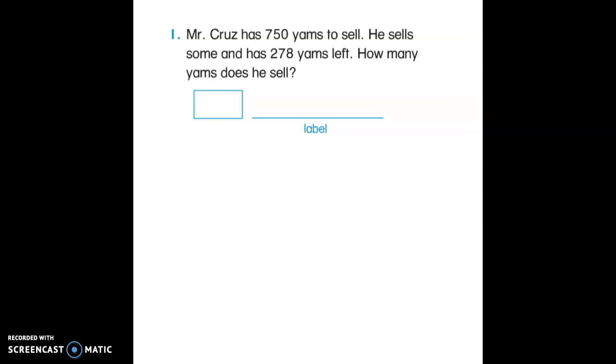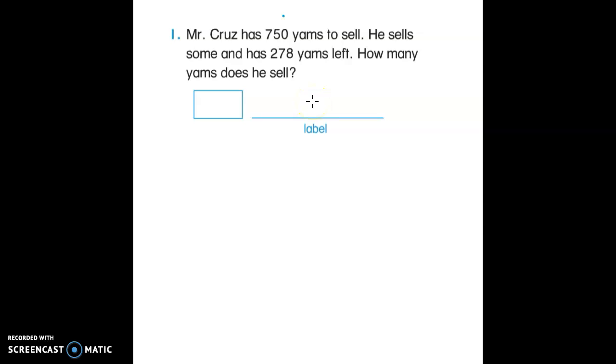This is lesson 6-8. So for 6-8, you're going to be doing lots of word problems. Here's a couple different types of word problems that you're going to see in your homework. This first one reads, Mr. Cruz has 750 yams to sell. He sells some and has 278 yams left. How many yams does he sell?